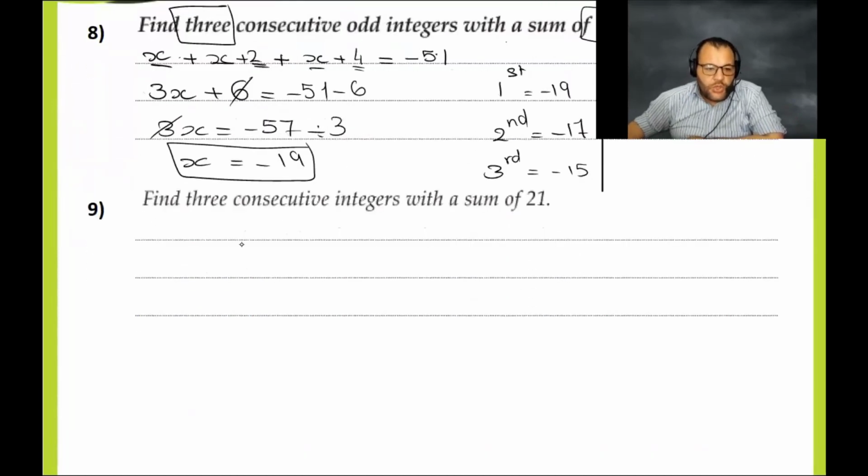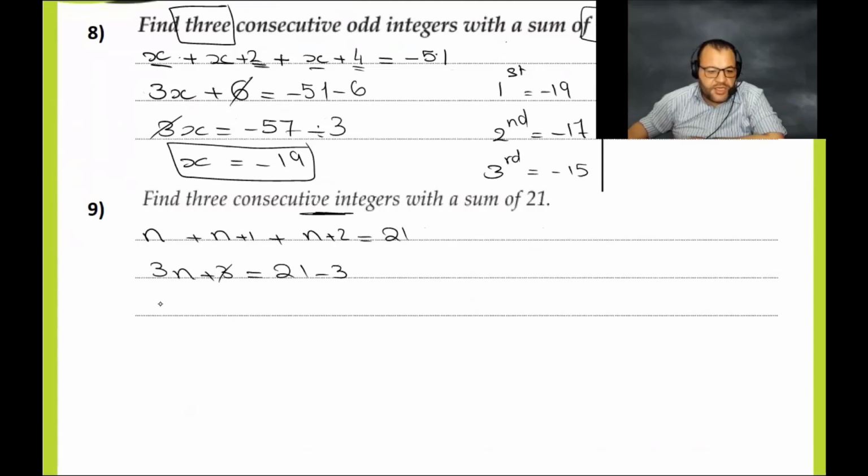Okay, I understand. So find 3 consecutive integer numbers with sum 21. The first one would be n, then n plus 1, then n plus 2. Their sum equals 21. That means 3n plus 3 equals 21. By subtracting 3, 3n equals 18. Divided by 3, n equals 6. So the first number is 6, the second is 7, the third is 8.